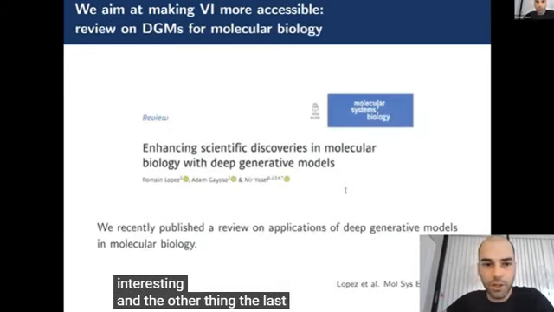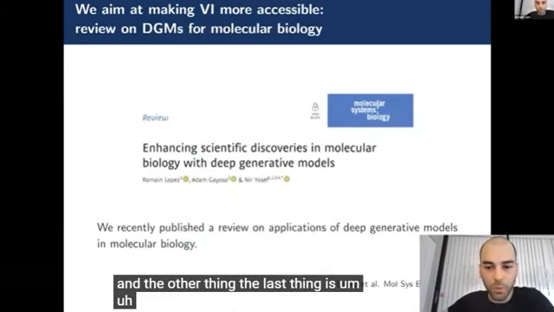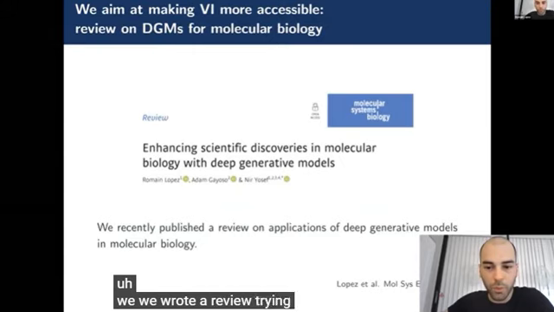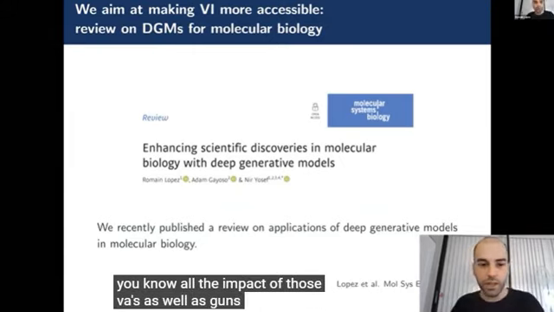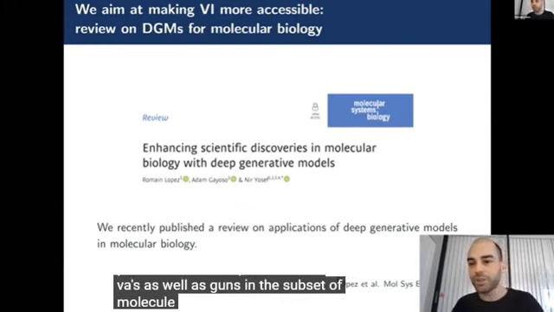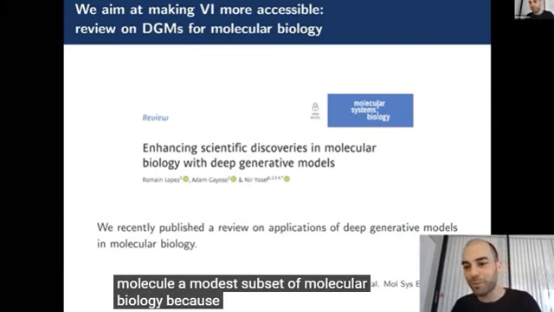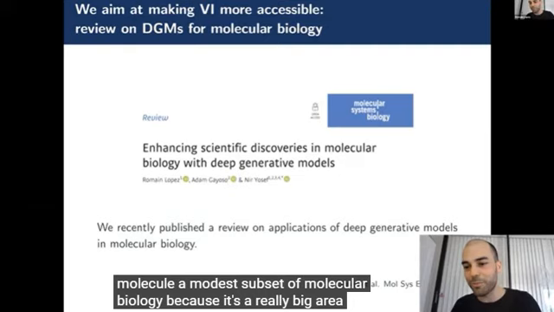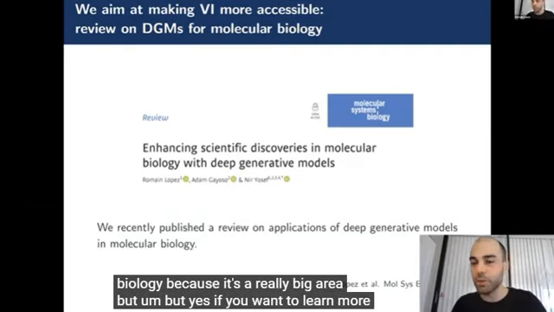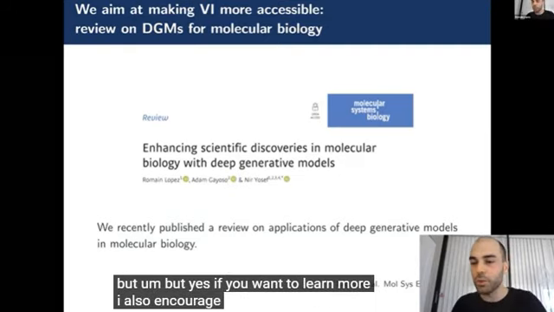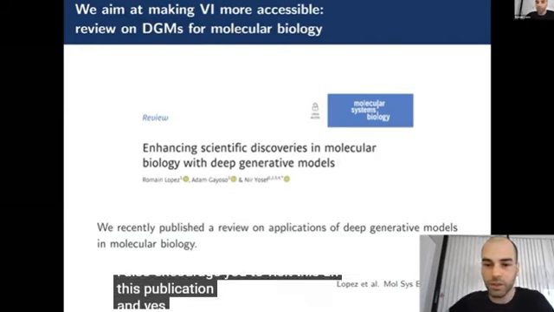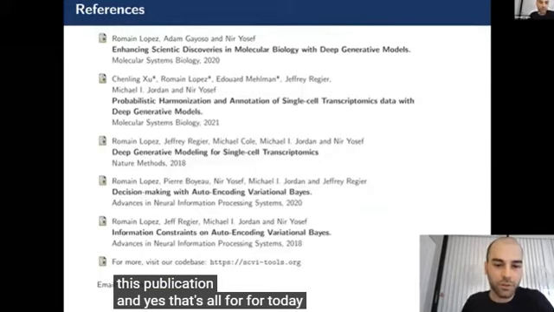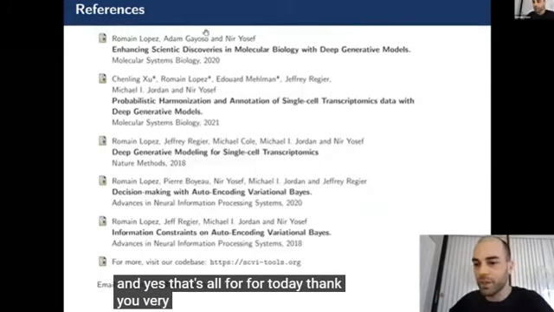And the last thing is we wrote a review trying to go over all the impact of those VAEs as well as GANs in a modest subset of molecular biology, because it's a really big area. But yes, if you want to learn more, I also encourage you to visit this publication. And yeah, so that's all for today. Thank you very much.